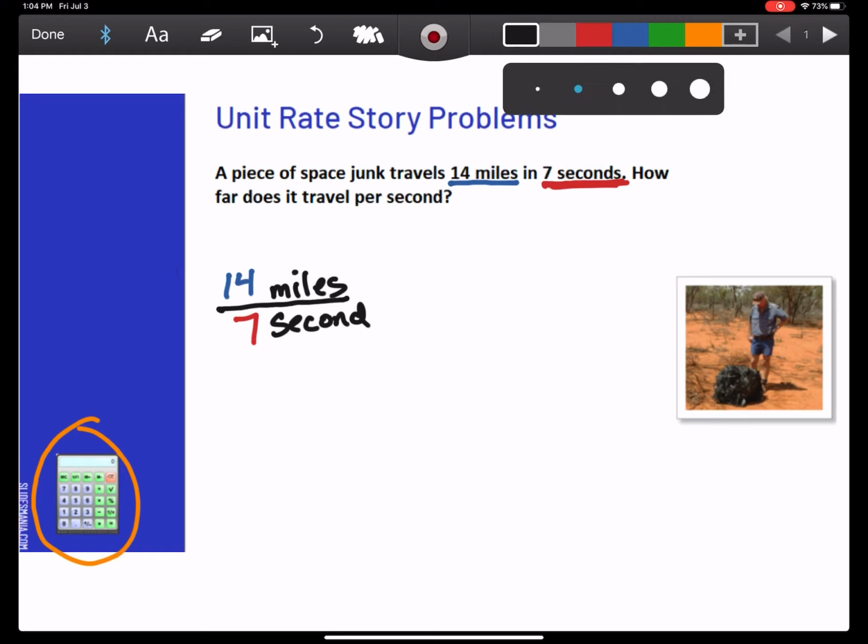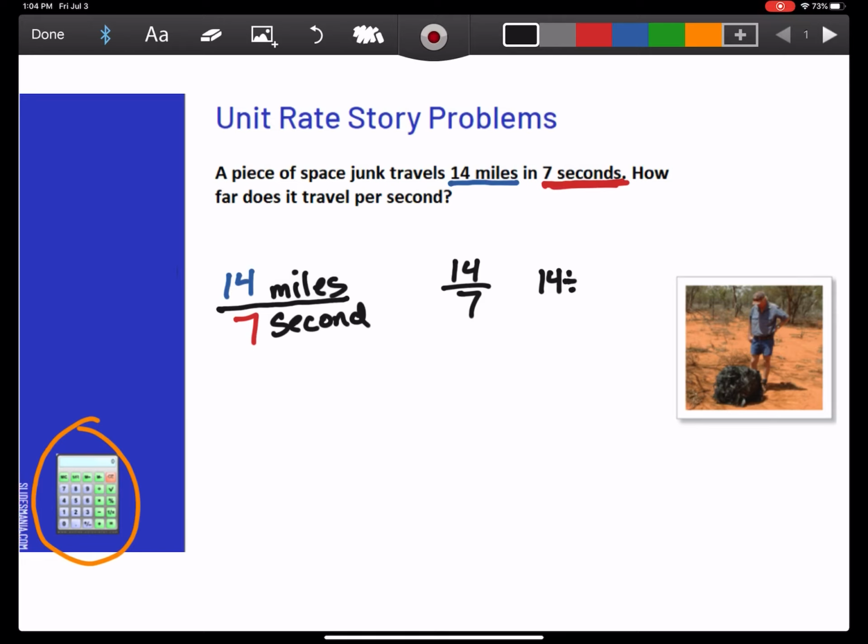Next, I'm going to just clean it up a little. 14 over 7, or 14 sevenths, is a fraction which can be expressed like this: 14 divided by 7. You should know what 14 divided by 7 is, but if you don't, no need to worry. You have your calculator ready for you. You can go ahead and compute that and get 14 divided by 7 is 2.